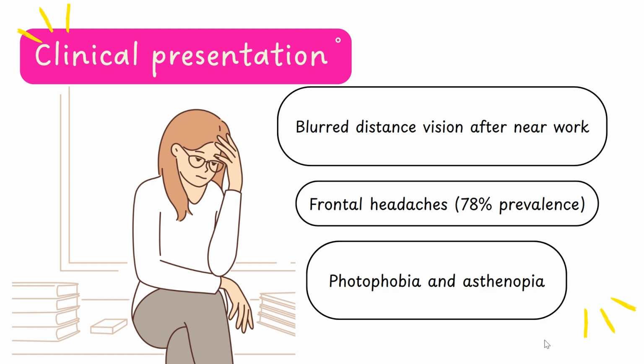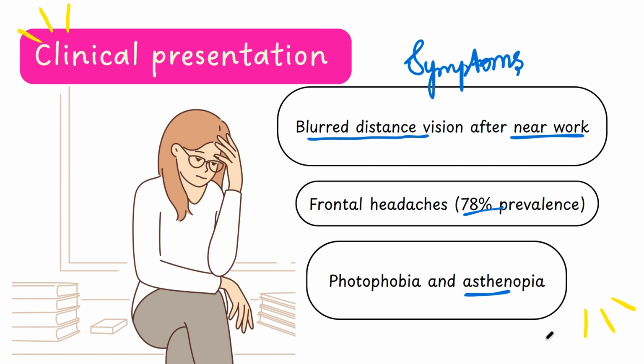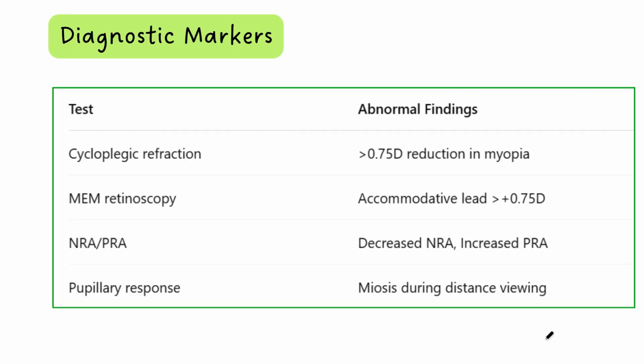Alright, after understanding the pathophysiology, let's talk about the clinical presentation of these patients. First of all, let's discuss the symptoms. So these patients are going to present with variable visual acuity on successive examinations. Also, they will have blurred distance vision, especially after near work. Most of them are going to complain of frontal headaches, and the prevalence of frontal headaches is about 78%. They will have sensitivity to light, that is photophobia, and also asthenopia because of the constantly active accommodation.